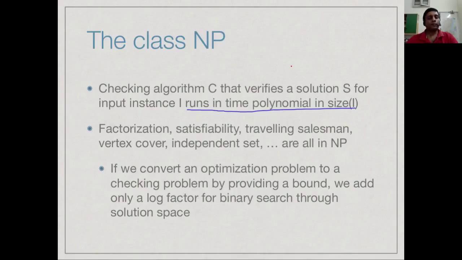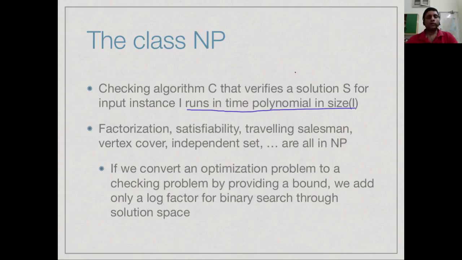Factorization is in NP because given two factors we can multiply them efficiently to get the answer that we want and check. Satisfiability, again, because we just have to take the assignment of true or false to the formula variables and verify whether the formula evaluates to true after that. Again, traveling salesman, the bounded version: we can take a given path, check it is a simple cycle, add up the weights and verify that the bound is satisfied. Likewise, vertex cover and independent set. So these are all in NP because the solution can be validated efficiently with respect to the input size.